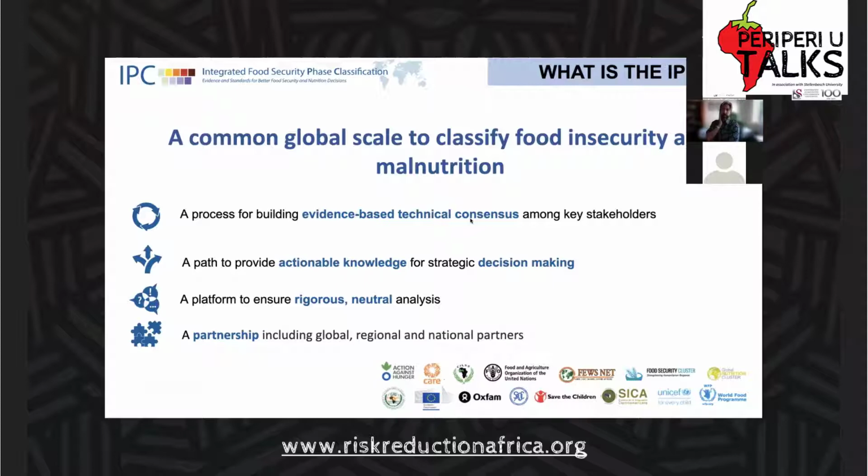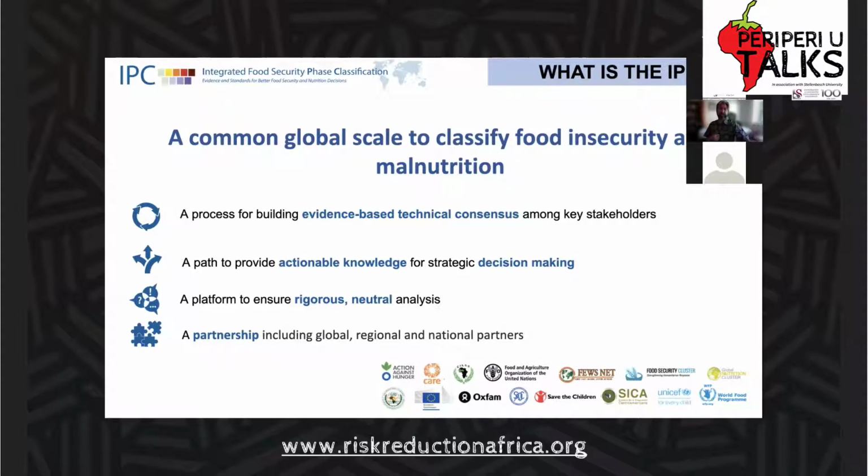What we mean there is that the IPC, the Integrated Phase Classification, starts by identifying who the key people around food security and nutrition in a given context are, and then bringing them together to let them start coming up with their best sense of what is happening, and that is supported by evidence.